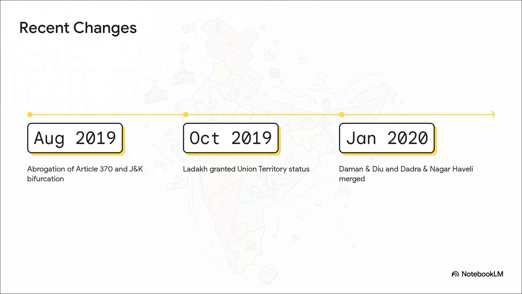In August of 2019, the central government announced the abrogation of Article 370. This removed the special status that was previously given to the state of Jammu and Kashmir. Crucially for the map, this meant bifurcating, or splitting, the former state into 2 separate union territories. By October 2019, the region of Ladakh was officially separated and granted its own independent union territory status. Then shortly after, to streamline administration on the western coast in January 2020, the distinct territories of Daman and Diu were formally merged with Dadra and Nagar Haveli to create one single unified union territory.